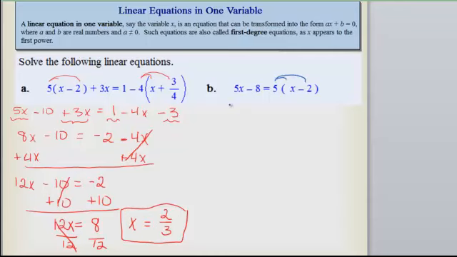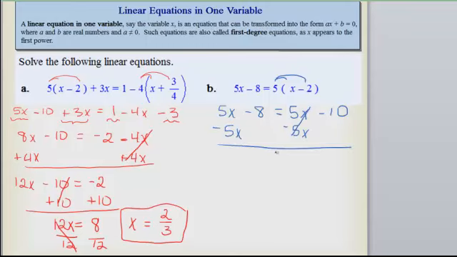We need to get rid of our parentheses, so let's bring everything down on the left. 5 times x and 5 times negative 2. We need to collect all the x's on the same side, so we will subtract the 5x. That would be 0, but the crazy thing is this is also 0. I get negative 8 equals negative 10. Well, there are no more x's, and this is definitely not a true statement. That means there is no solution to this equation.